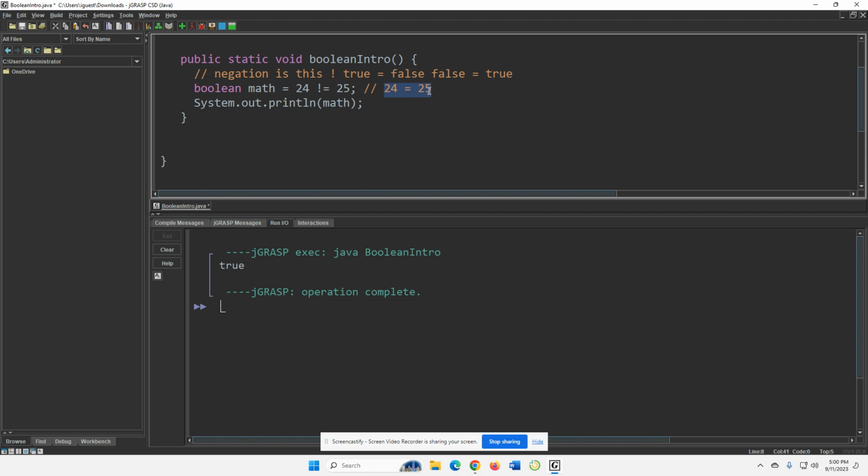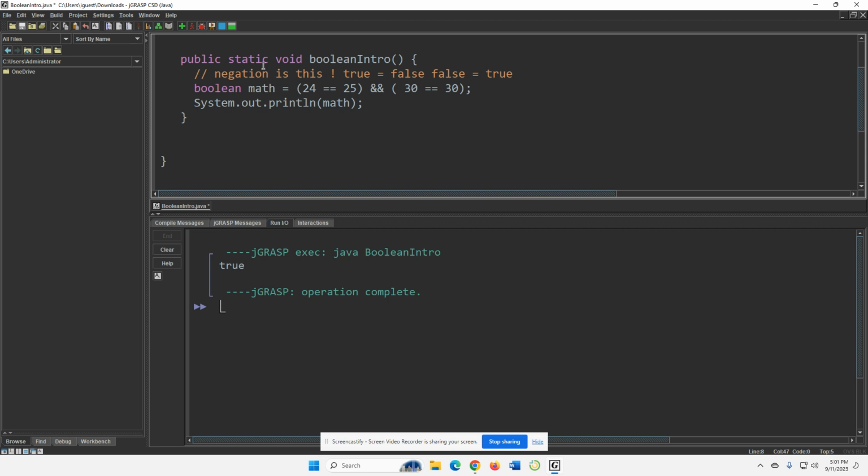So this is known as the negation. The negation is the opposite of what you want. For example, if you want true, it will give you false. If you want false, it will give you true. Let's go back to the example where we had 24 equal 25. Let me put in parentheses. Again, if you want two separate operations, you can do that. And 30 does not equal 30.